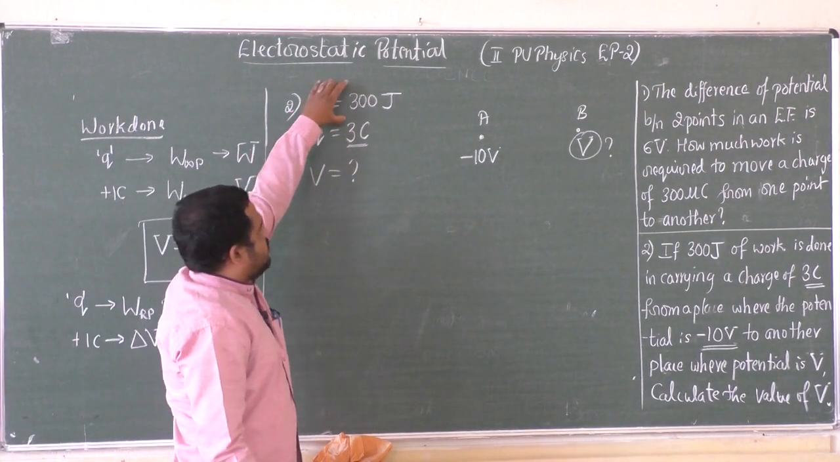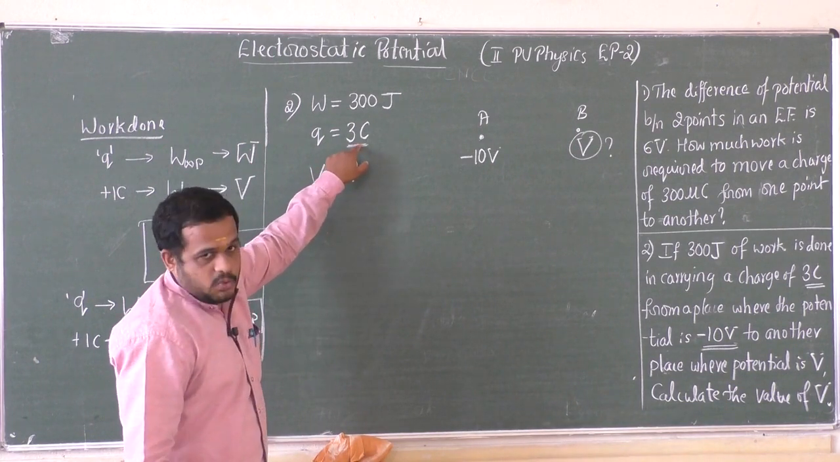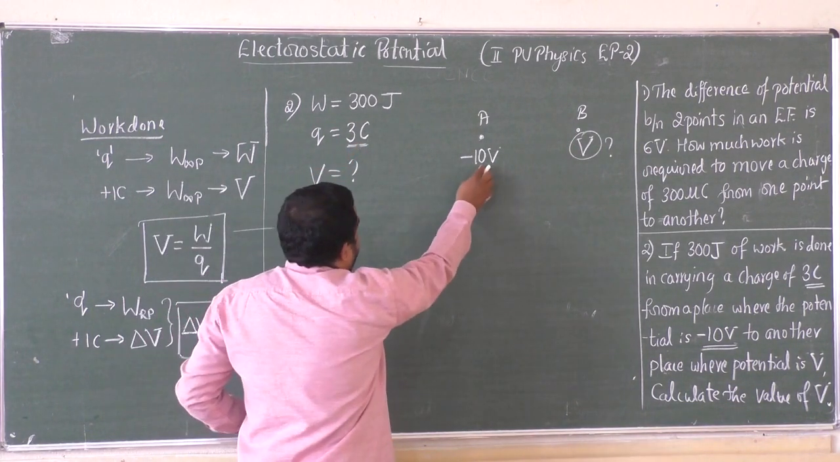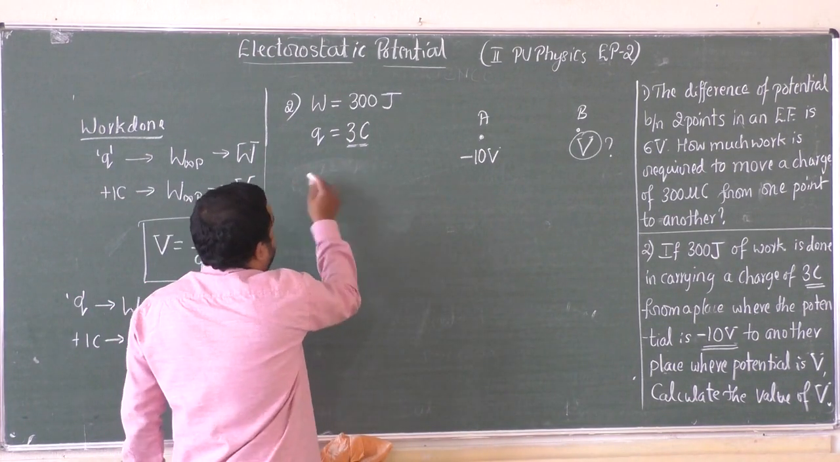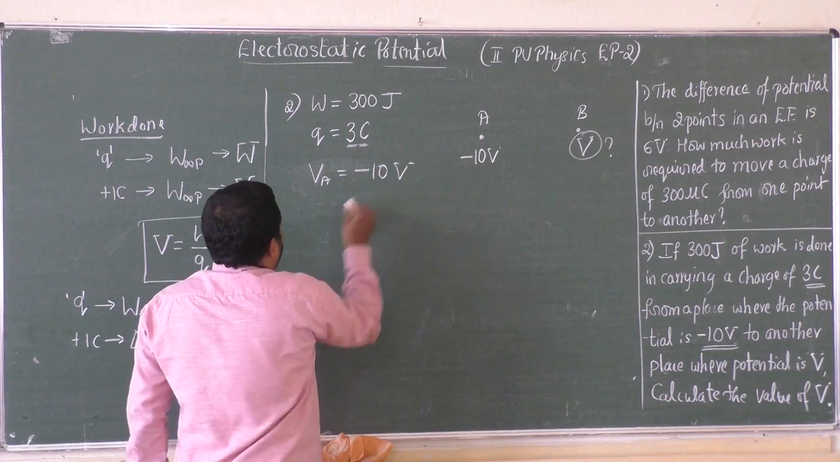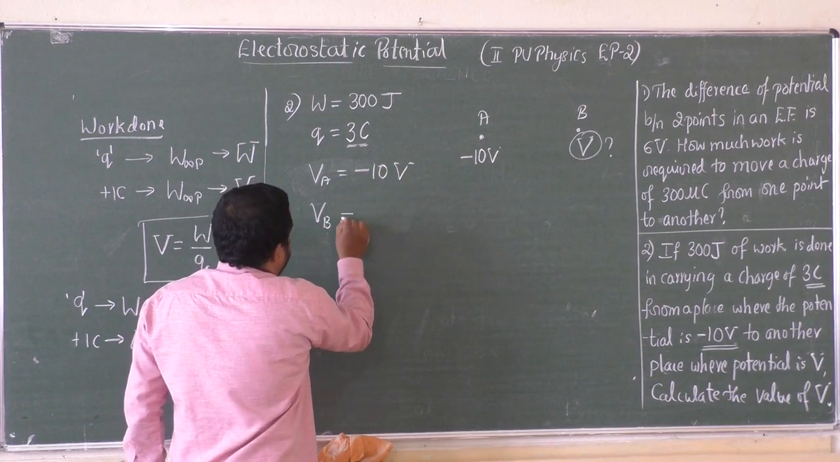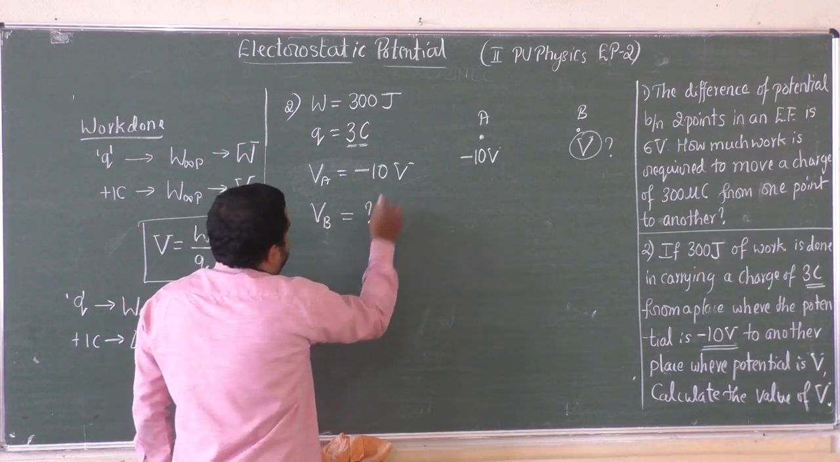Given quantities are amount of work done, Q value is given 3 coulomb, potential at one end is given, that is minus 10 volt. So potential at A is equal to minus 10 volt. Then what is the value of potential at point B? Potential V at B, what is its value?